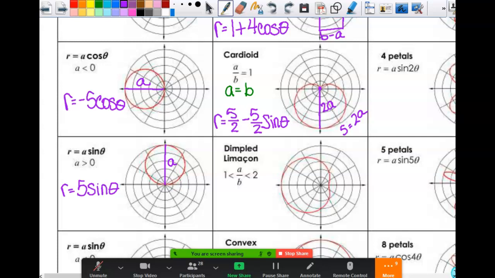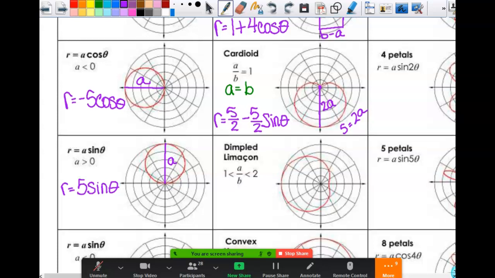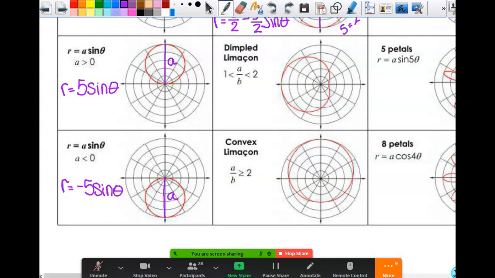Okay. So then we have a dimpled limaçon. I'm going to give you the rule again. For a dimpled limaçon, A over B has to be between 1 and 2. Another way to look at that is that A is between B and 2B. Those make a little more sense to me, but if the other makes more sense to you, it's fine. They're the same thing. Here's how A and B are related for a dimpled limaçon. From the pole to the farthest point, this is A plus B.